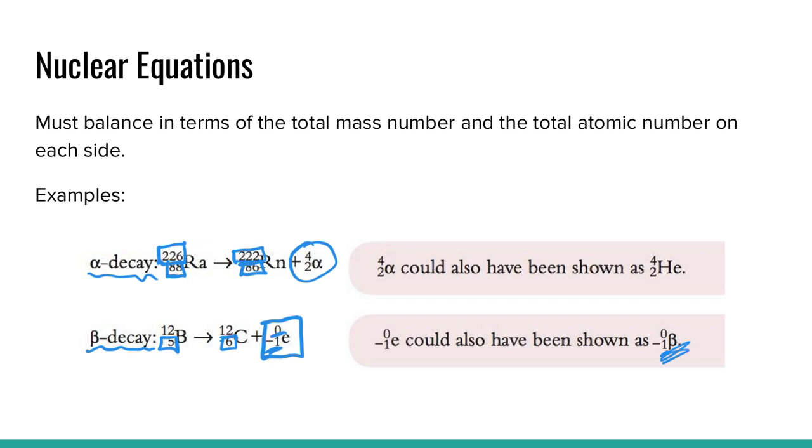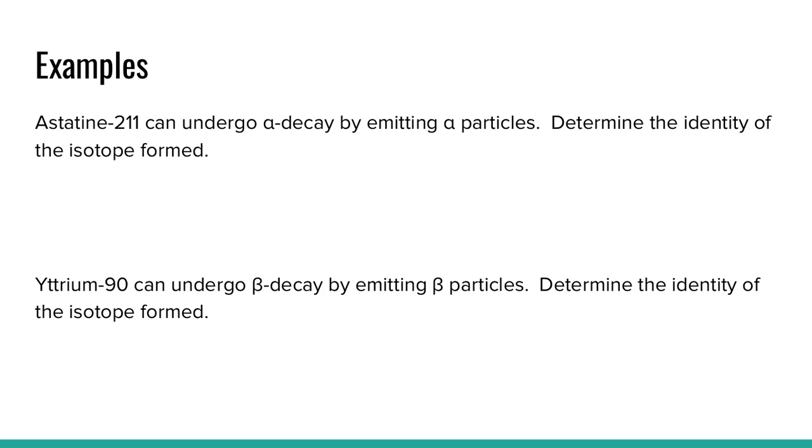Okay, so that's it. Let's look at a couple of examples and do those together. We'll start with the first one. Astatine-211 can undergo alpha decay, so that's important, by emitting alpha particles. Determine the identity of the isotope formed. So we need to go to our periodic table, look up astatine, which is 211 as given here, and if we find the atomic number, it's 85.